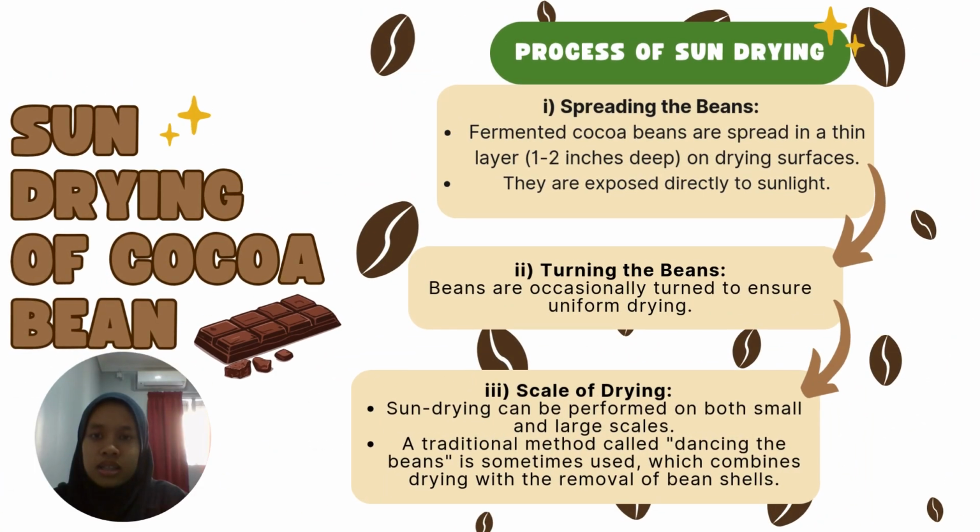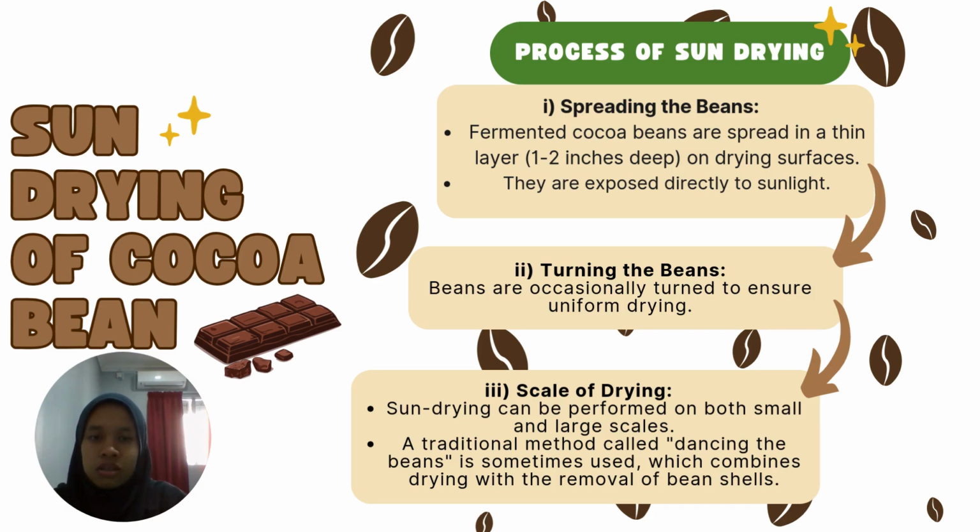The next is sun drying of cocoa bean. First of all is the process of sun drying. First, separate the beans. Fermented cocoa beans are spread in a thin layer, 1 to 2 inches deep, on a drying surface. They are exposed directly to sunlight. Second, turning the beans. Beans are occasionally turned to ensure uniform drying.